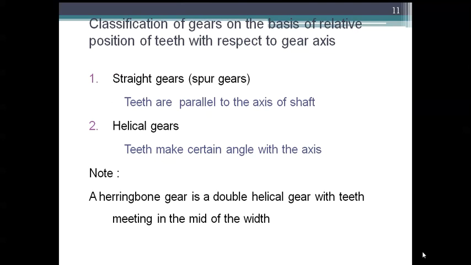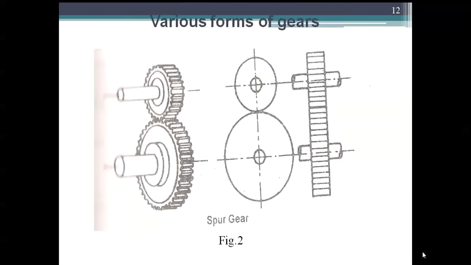So there are two types of gears based on the relative position of teeth with respect to the gear axis: straight gears and helical gears. Here we can see the various forms of gears.